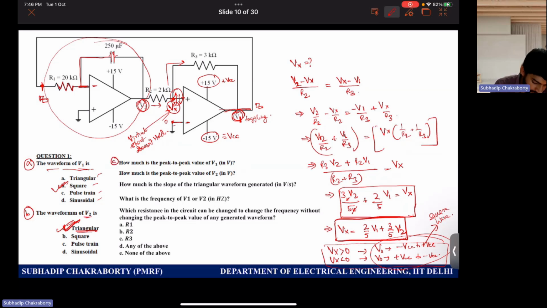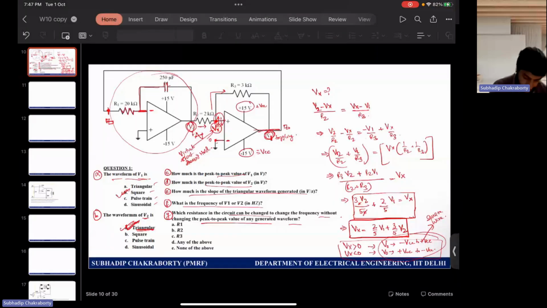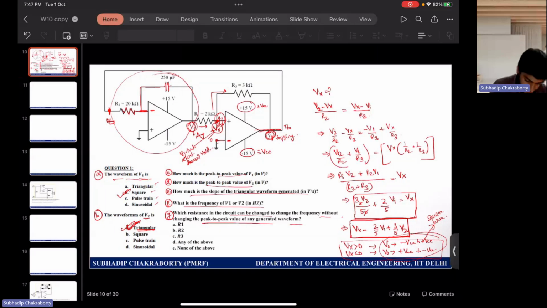Now coming to the next, you have these 5 questions about the peak to peak value of V1, the peak to peak value of V2, the slope of the triangular waveform, which is of V2, and the frequency and the resistance, and their correlation with the waveforms, the time period and the peaks, all those things. So let me increase my number of slides, and then I can bring this here.